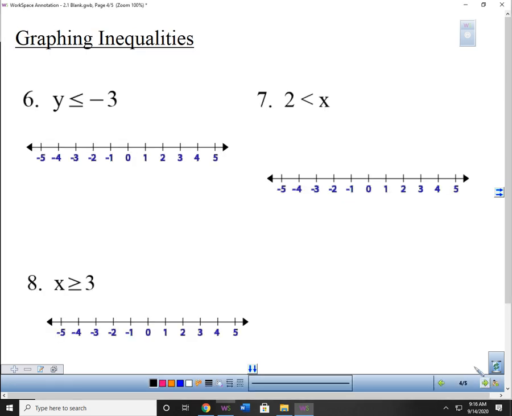So if you look at number 6 here, you have the equal to bar, so that means on -3, you will have a closed circle. Make sure you pay attention to that. And then you're going to shade all of the numbers that are less than -3, which would be all of the ones to the left-hand side. So you really want to make sure that you shade it darker so that I can see, and then put an arrow on that end to show me you know it's going all the way to the left.